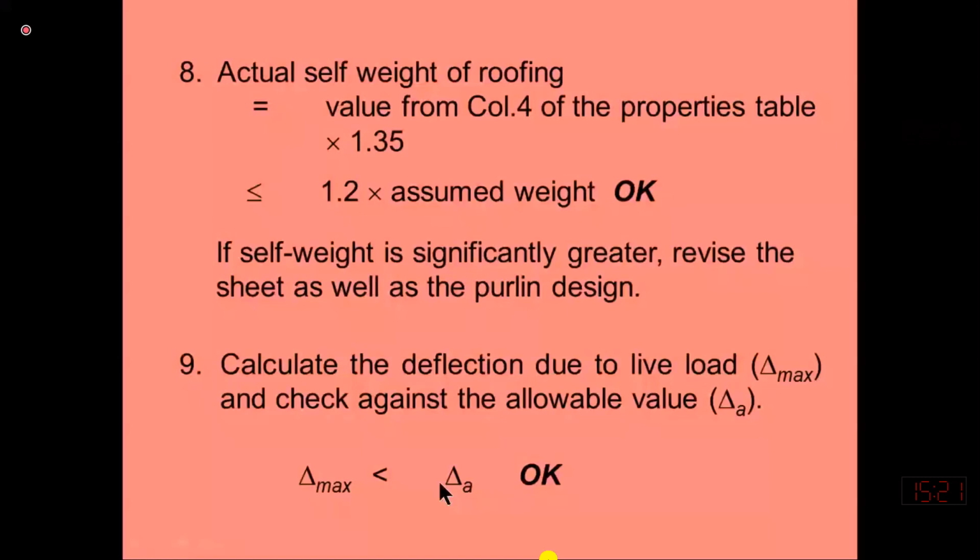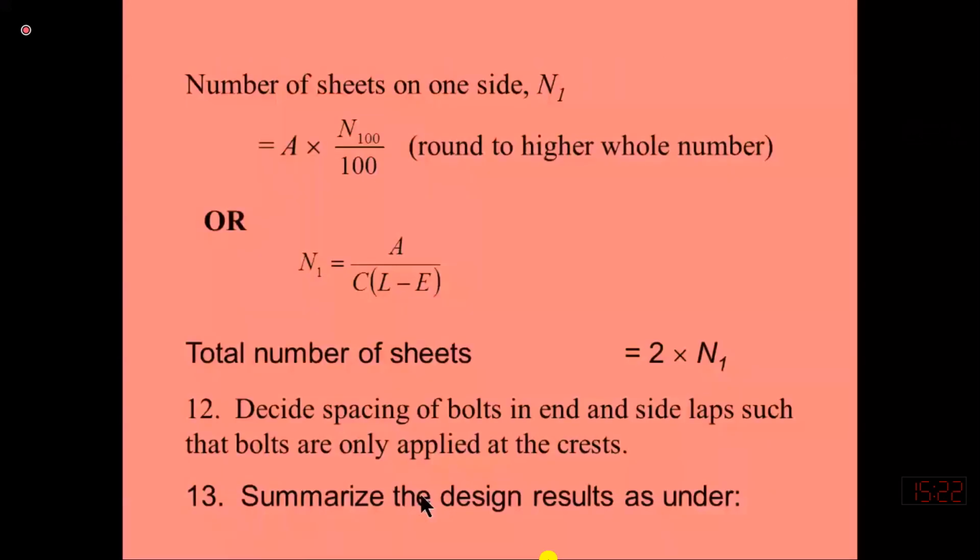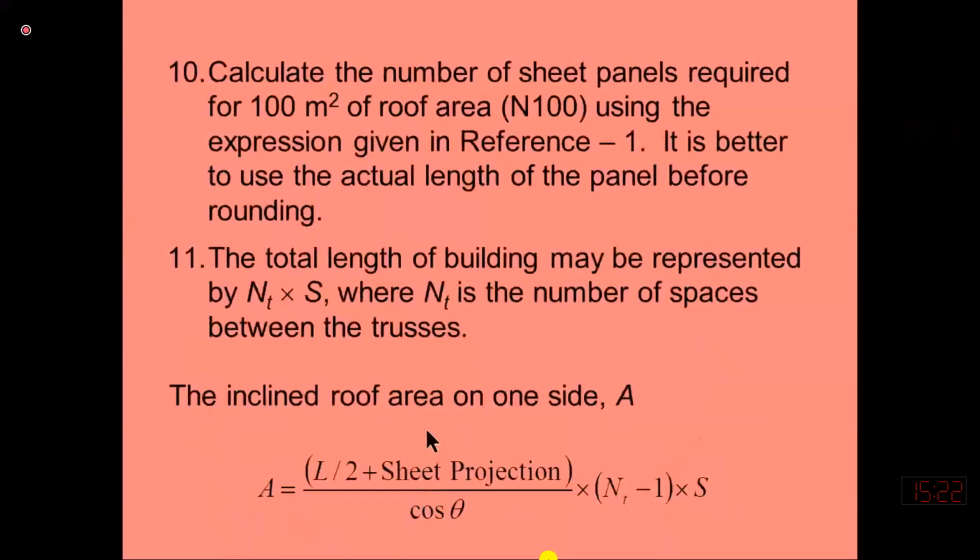Okay, at the end, we will need to compute how many sheets are required to cover our area for the roofing system. So we are supposed to use this formula. This formula represents the total inclined area that we need to cover by roof sheeting on one side of the truss. So I will explain this from this slide.